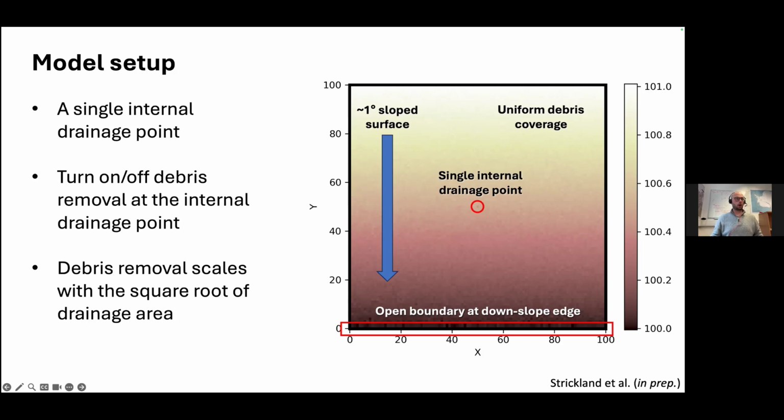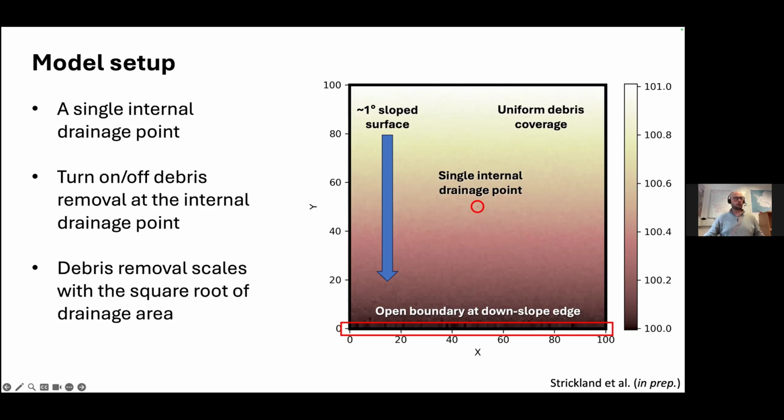We start again with a square two-dimensional model space, and at the center of this model space I place a drainage point, and this is where water and or debris can leave the model space. The entire surface is sloped downwards. I chose a 1 degree slope surface because this is comparable to the slopes of debris covered glaciers in the Himalaya and in Alaska, so it was similar to what we see in the field. And I covered this surface uniformly with debris.